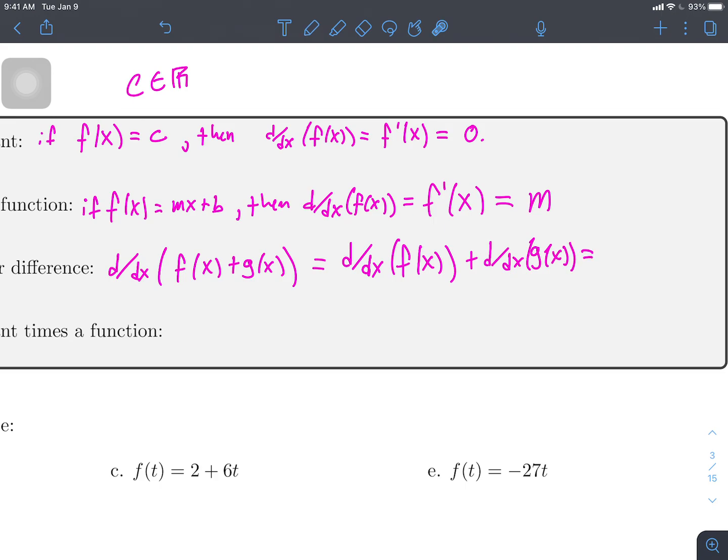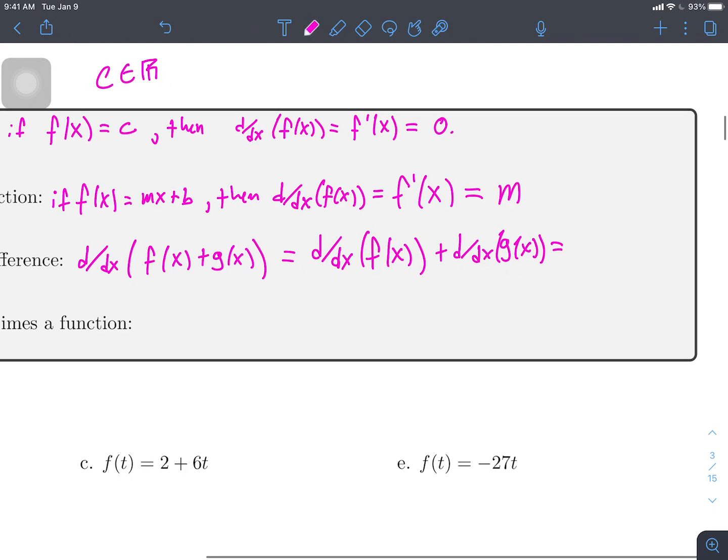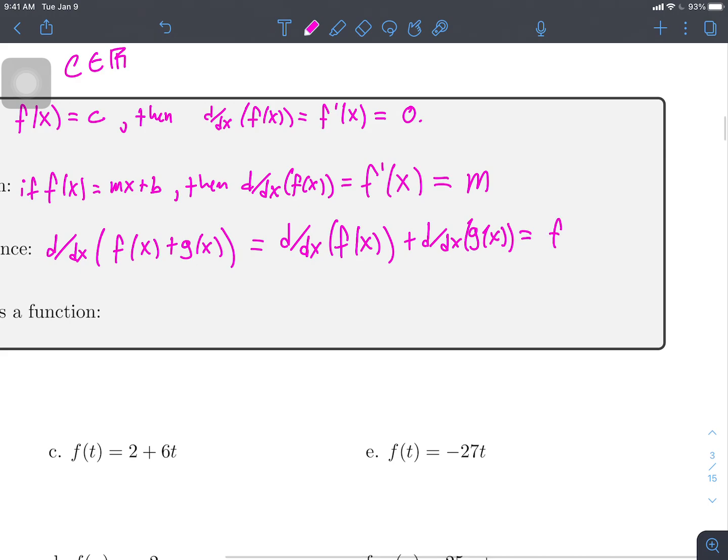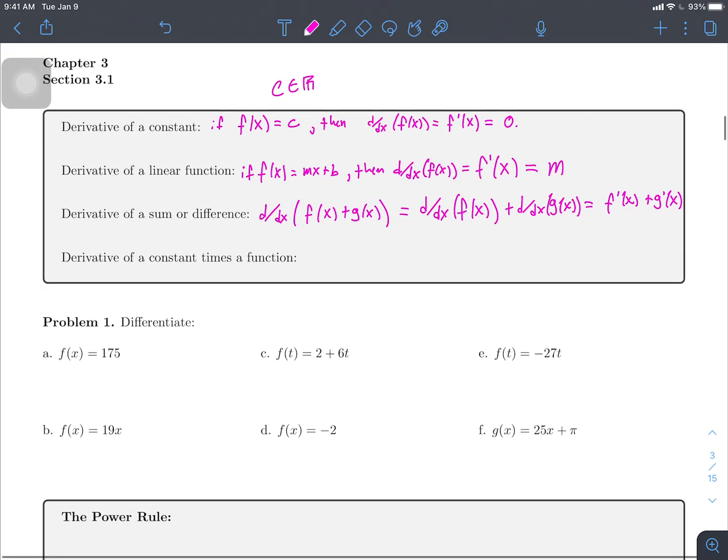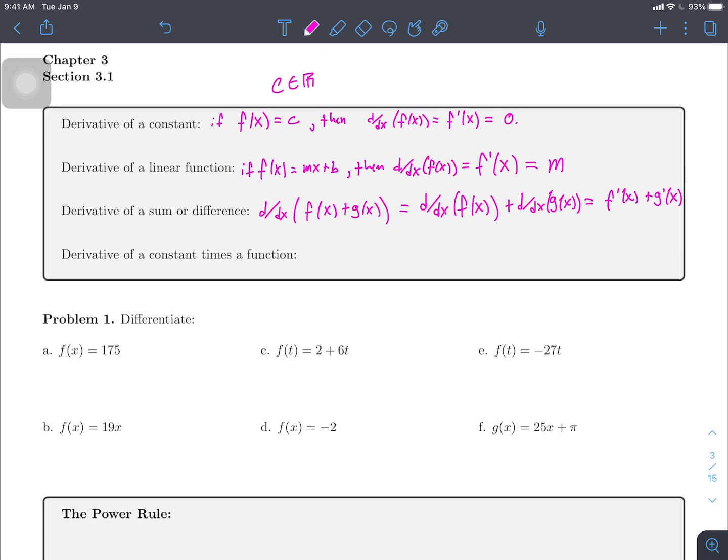Which, of course, if I do the derivative of f of x and then I do the derivative of g of x and I add them together, another way I could write that down is f prime of x plus g prime of x. Okay, so that's a really nice rule. It says that if I take two functions and I add them together and take the derivative, it's the same as just taking their derivatives and then adding them together, right? And that seems pretty logical.